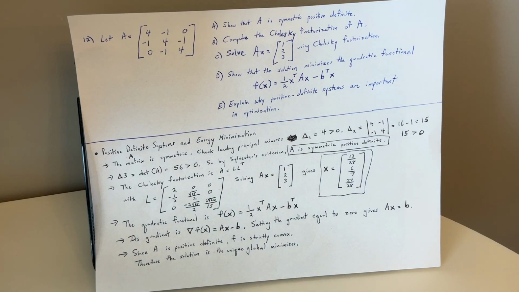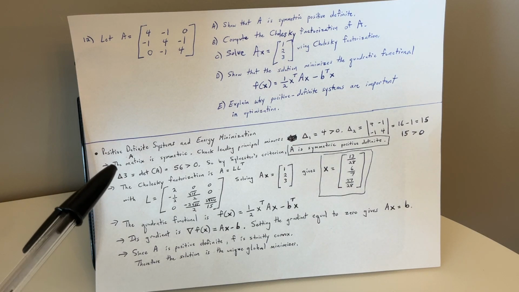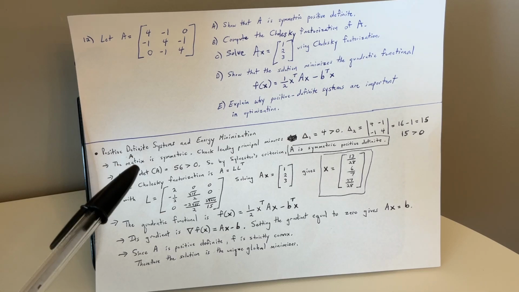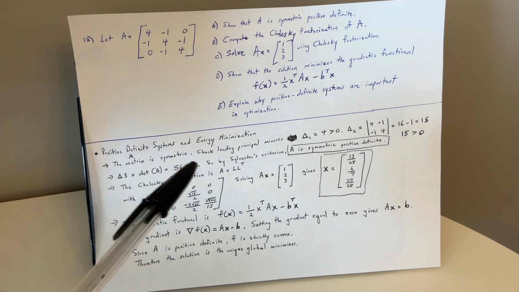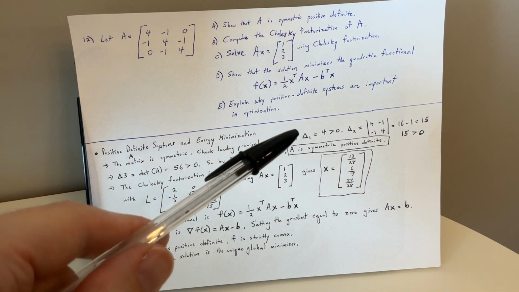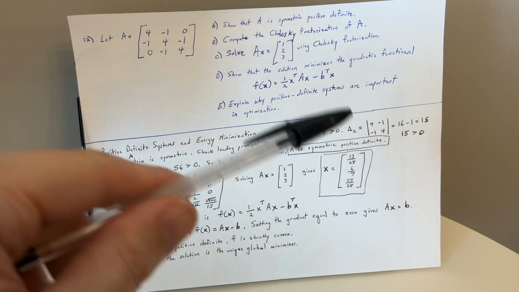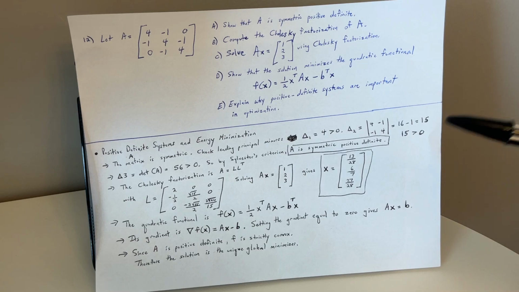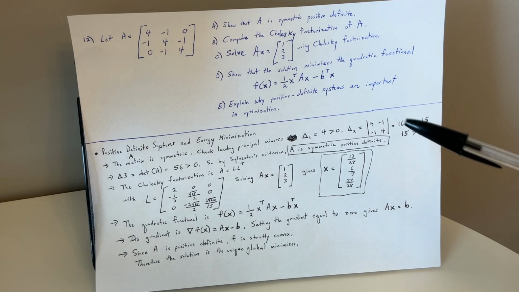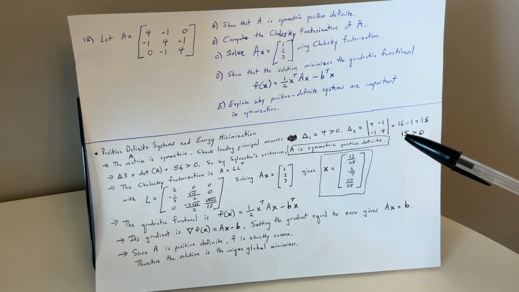And explain why positive definite systems are important in optimization. So this is a positive definite systems and energy minimization problem. The matrix A is symmetric. Check leading principal minors, so delta sub 1 equals 4, which is greater than 0. Delta sub 2 is going to be 16 minus 1, that's 15. 15 is greater than 0 for that determinant.